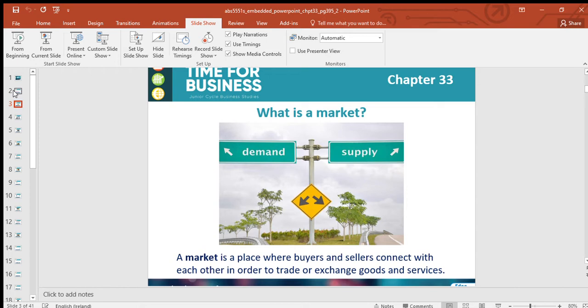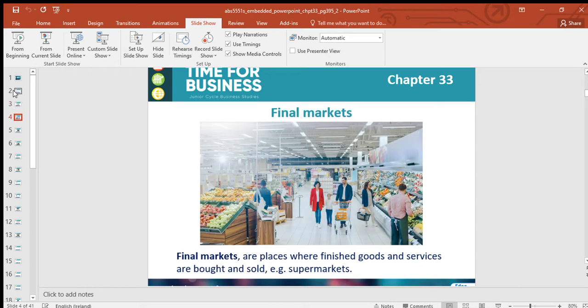There's many more examples. So our shop is our final market, a place where finished goods and services are bought and sold. So you can see there is a supermarket, any kind of business like that where you can go in and buy a finished good or service is seen as a final market. This is another slide. There's the next couple of slides. I'll tell you at the end what slides to take down because there will be a few important terms in this that I'll need you to know.